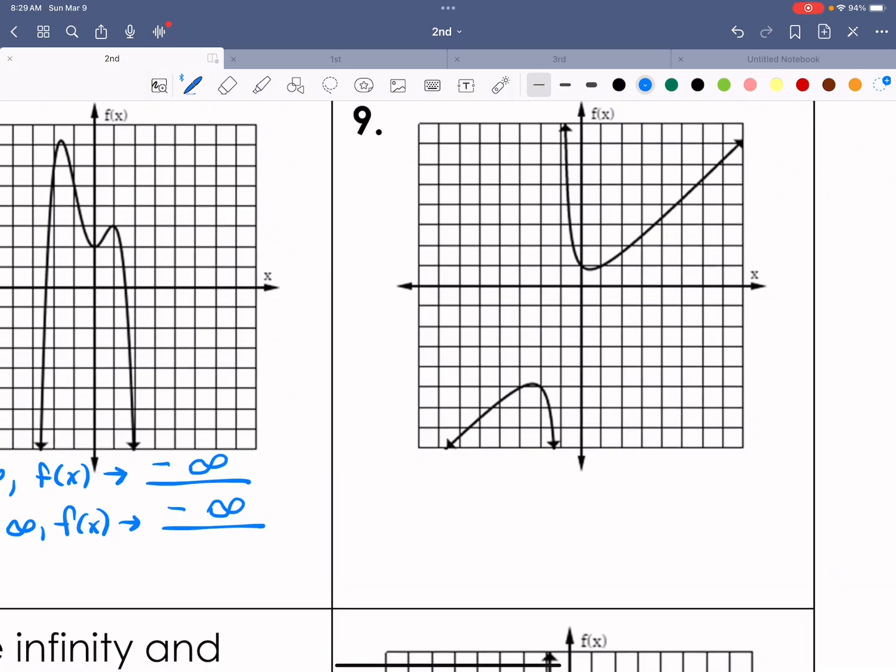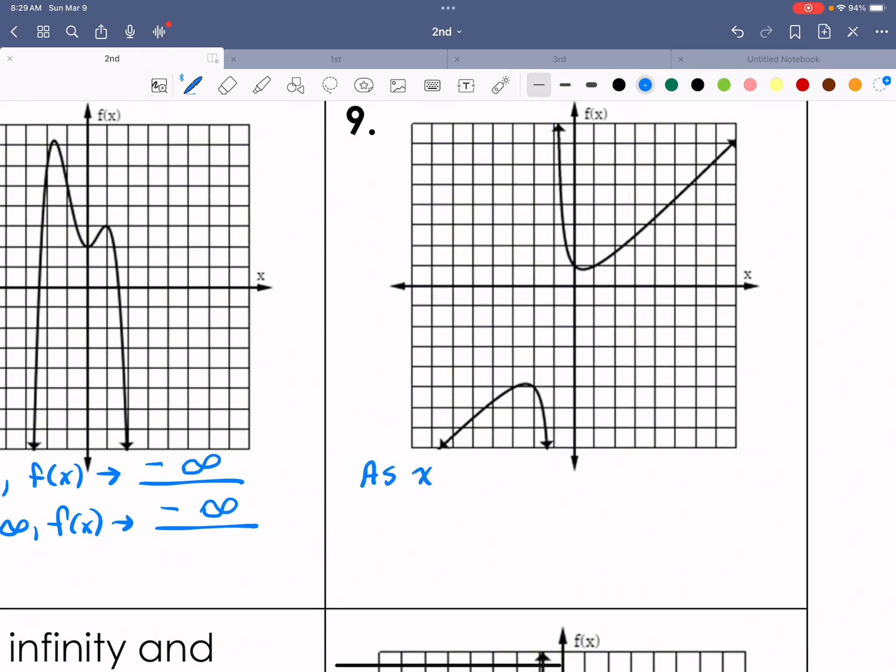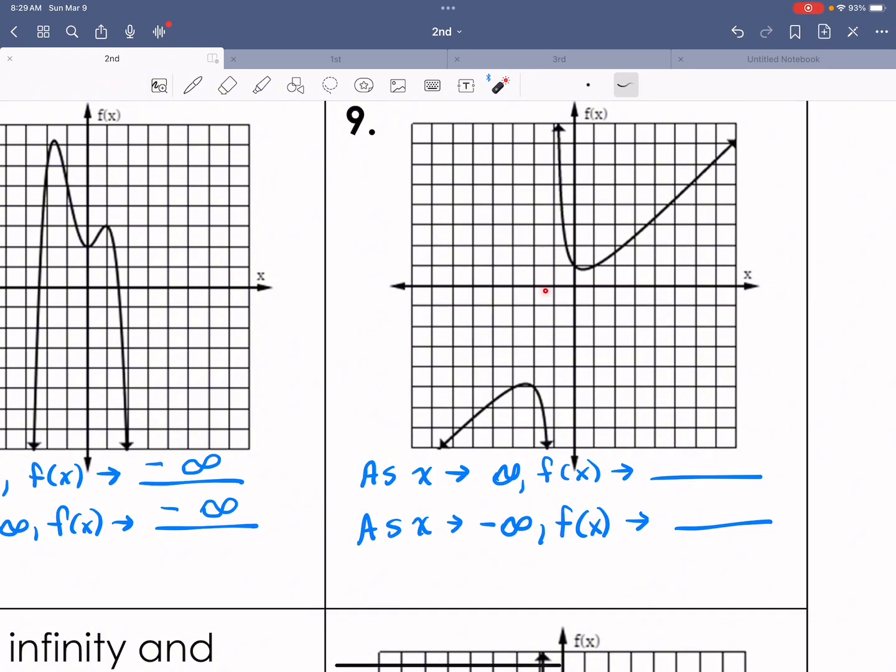Okay, now let's look at number 9. I'm going to start off once again by filling in the as x approaches infinity, f of x approaches blank, and as x approaches negative infinity, f of x approaches blank. Okay, so let's see what these graphs do. As x goes towards positive infinity, my graph goes up. So that is positive infinity. All right, as x goes towards negative infinity, what happens to my graph? Well, it's going down over here. So that's going to be negative infinity.